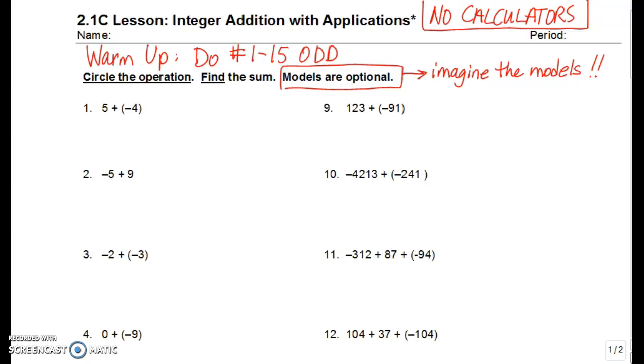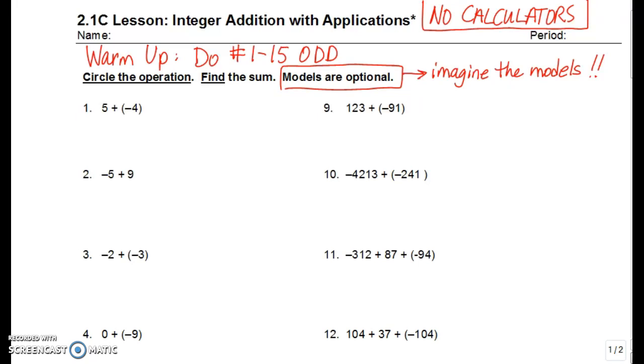What we're going to talk about first is 2.1c lesson, Integer Addition with Applications. And this is going to be a relatively short video and lesson for you to do, so make sure you're on this page. Please listen first and then do what I ask you to do. That's how these videos work.